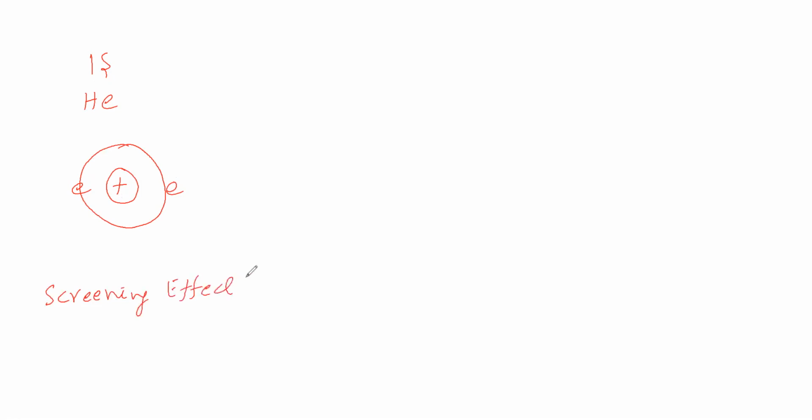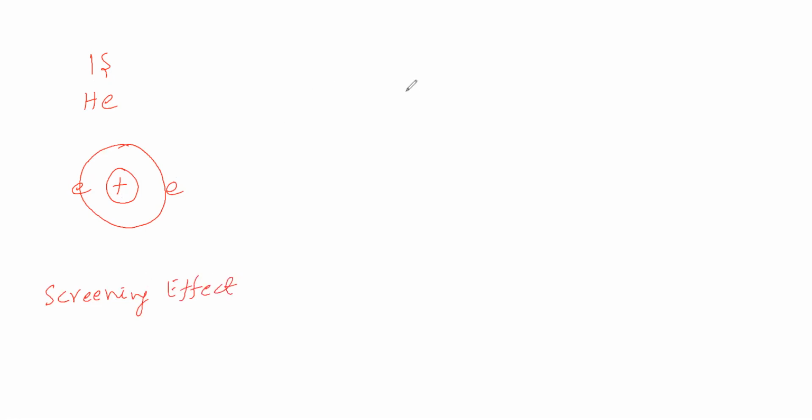So now we will take 1s. For 1s, suppose we take helium. Helium has a nucleus and it has two electrons. Let us write the two electrons in the 1s orbital. Here, no doubt the screening effect is present.